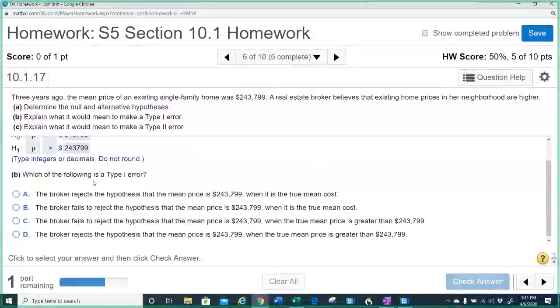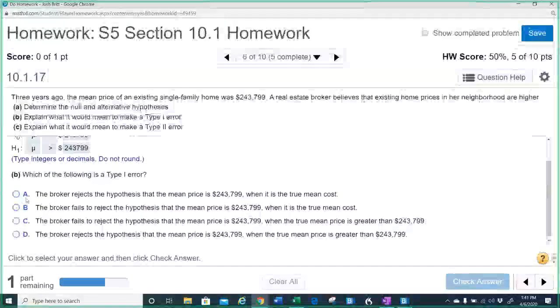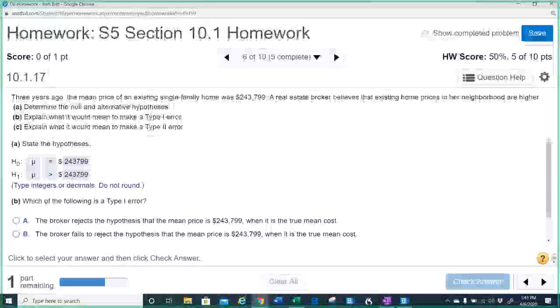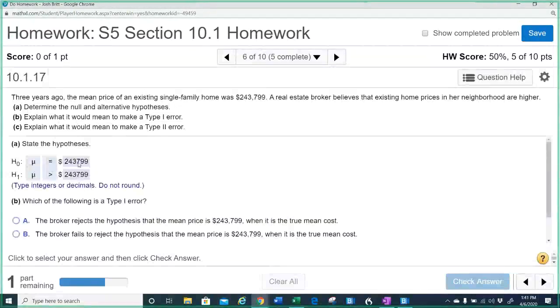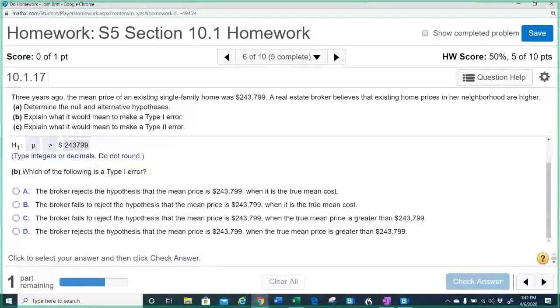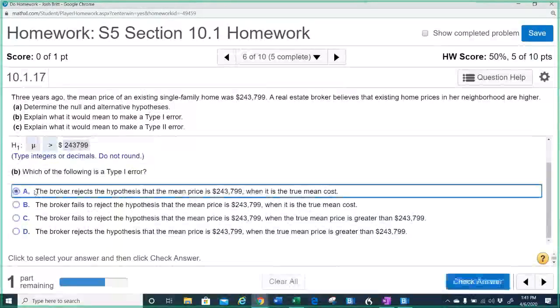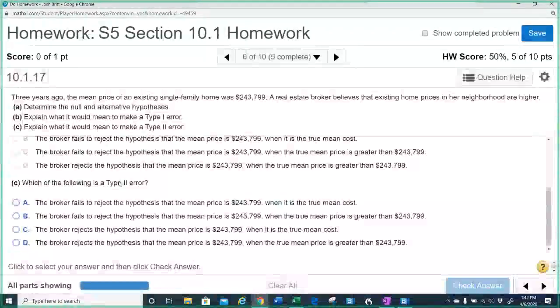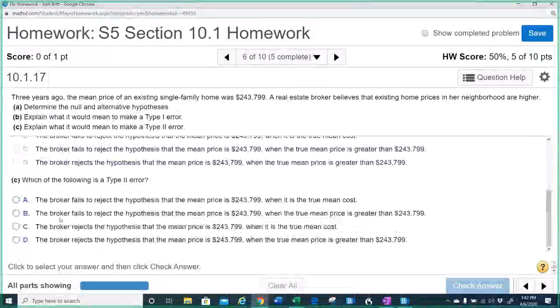For type 1, you always check the one that says reject. So we're down to A or D. And then for type 1, you always assume the null is true. So assume the null, the mean is 243. So when it is the true mean cost and greater than, so when it is the true mean, that is equal to. For a type 2 error, you always choose the one that says fail to reject. So we're down to A or B. And then you always assume the researcher is true here. So the mean is greater than. So greater than.